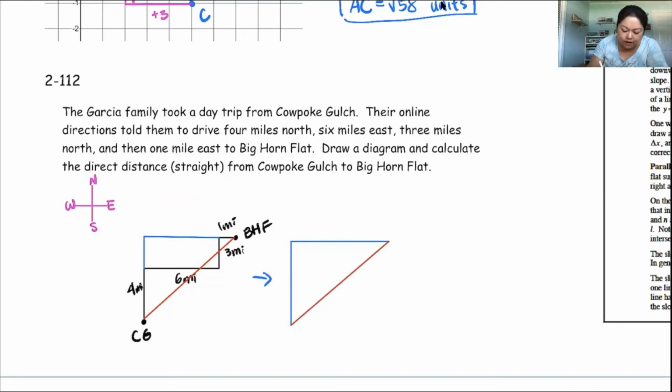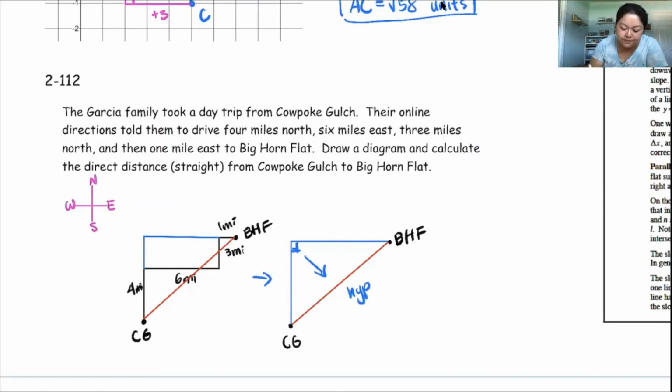And the idea is that, okay, this is still CG. This is still Big Horn Flat. Now the trick is how long is each side to help me figure out that distance, right? So you remember this is a right angle because it made that turn, and that would be your hypotenuse. So your hypotenuse is the distance you're looking for. Now how long is each of the legs?